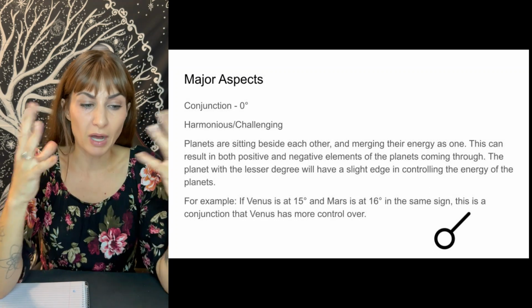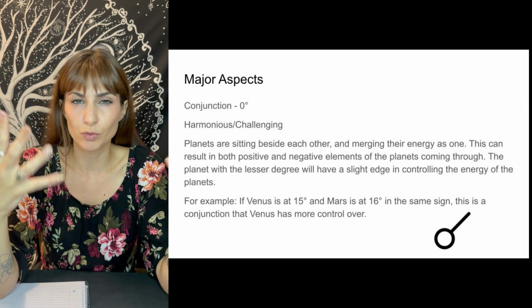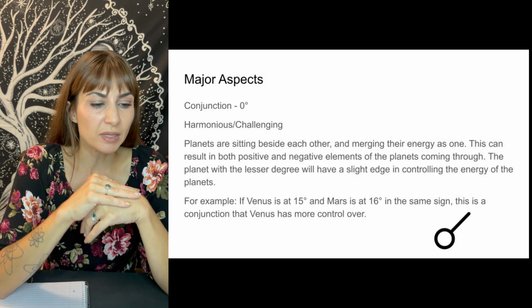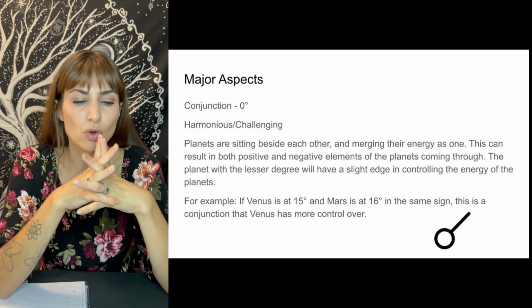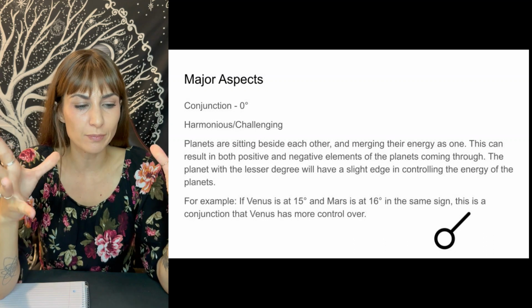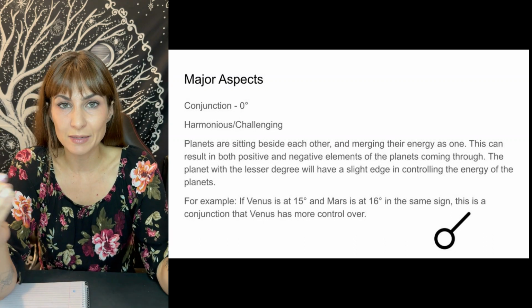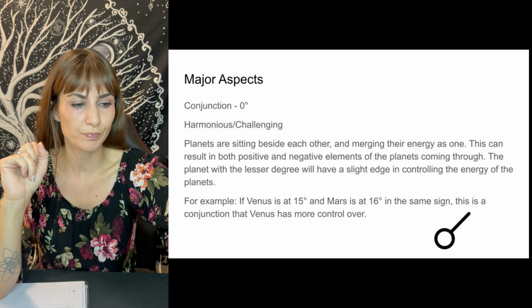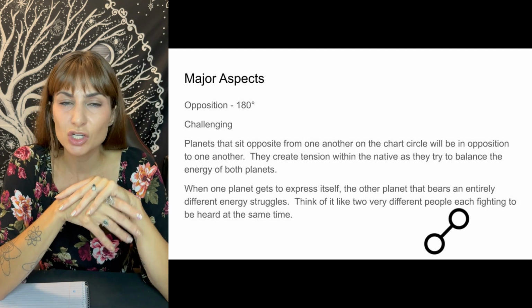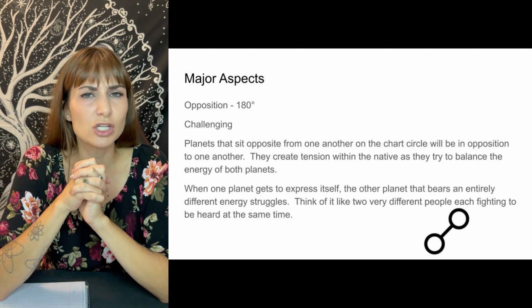This can result in both positive and negative elements of the planets coming through in the native's life. The planet with the lesser degree will have a slight edge in controlling the energy of the planet. So for example, if you have Venus at 15 degrees and Mars is at 16 degrees in the same sign, that's a conjunction, but Venus has a little bit more control. So then we have the opposition, and that is literally they're opposite in the chart. This is a challenging aspect.